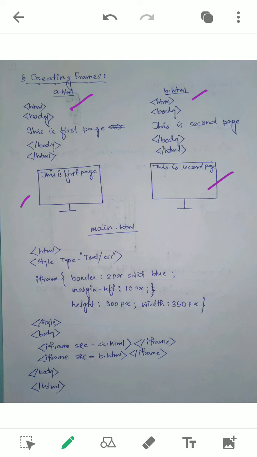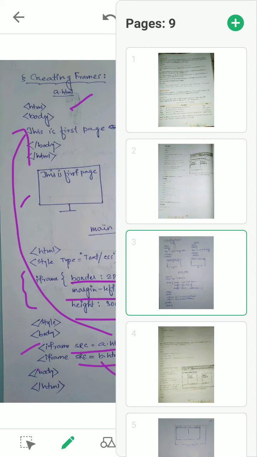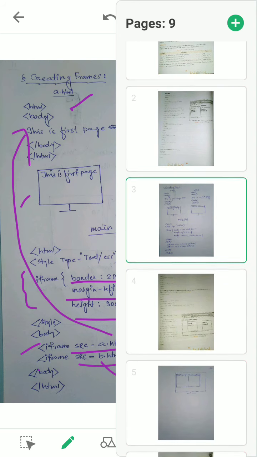This is the CSS part: what will be the border around the frame, the margin left, and the height and width of the frame. We'll discuss margin left later. First of all, we'll see iframe src a.html and iframe src b.html. The a.html is the URL of this page, and this one is the URL of the other page. That means the first frame will display the first page and the next frame will display the next page.